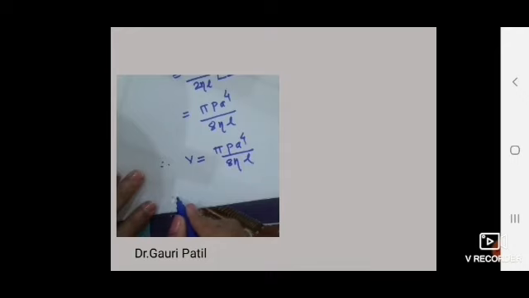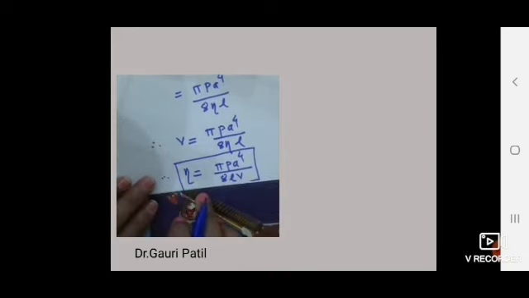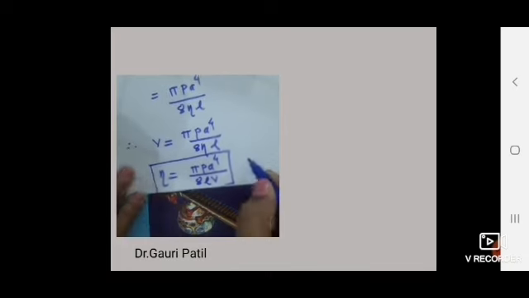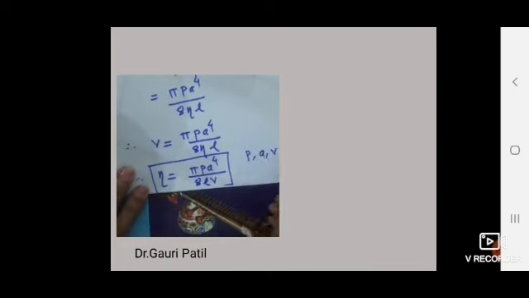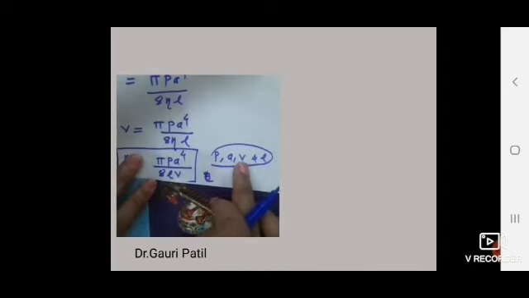So the coefficient of viscosity of the liquid, eta, is equal to pi p a raised to 4 upon 8 l V. This is called the Poiseuille equation for the coefficient of viscosity. If we know the values of P, a, V and L, the coefficient of viscosity of the liquid can be easily determined.